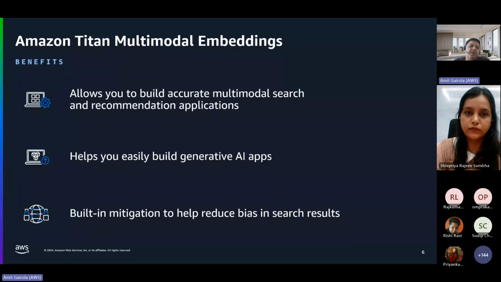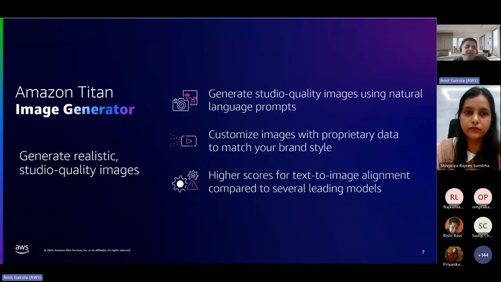The second is called Titan Image Generator. You can generate quite realistic, studio quality images using natural language prompts. So you can give natural language prompts and it should be able to generate images for you. Okay.